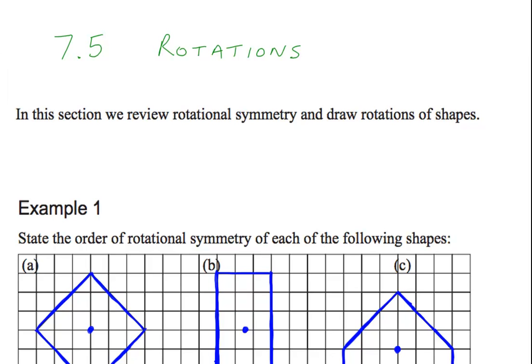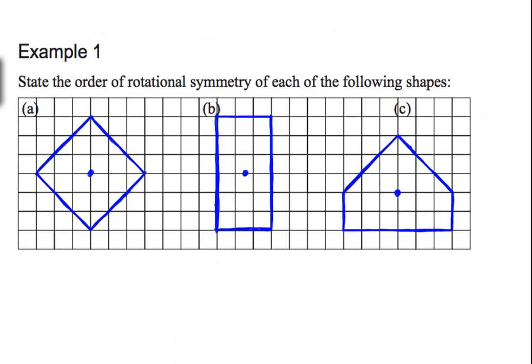7.5 Rotations. In this section we review rotational symmetry and draw rotations of shapes. Example 1. State the order of rotational symmetry of each of the following shapes.